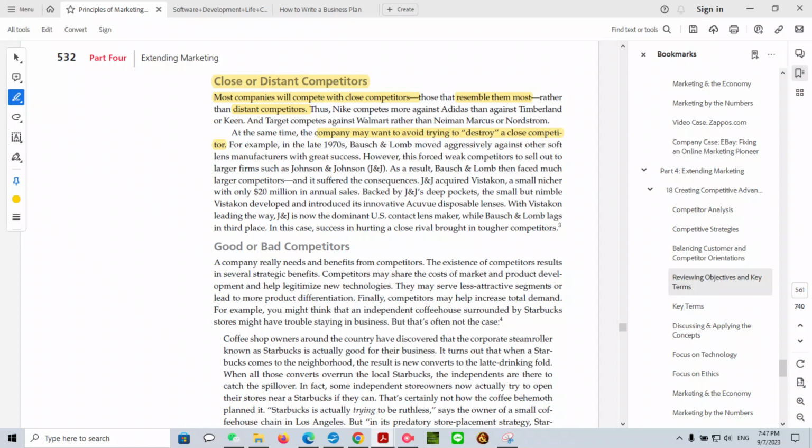Now we also have good or bad competitors. Your good competitor is basically going to be one that has a symbiotic relationship, and your bad competitor is going to be a direct competitor that's trying to take over market share, versus the other one that is sharing market share. It's not trying to compete directly.